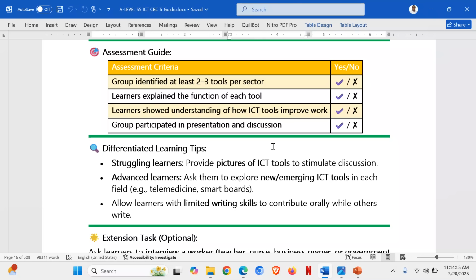Struggling learners: you as a teacher can provide pictures of ICT tools to stimulate discussion. Then for advanced learners, whom you can call fast learners, or those who studied ICT at O level, you can ask them to explore new or emerging tools in each field, e.g. telemedicine, smart boards, and all that. Allow learners with limited writing skills to contribute orally, while others write.